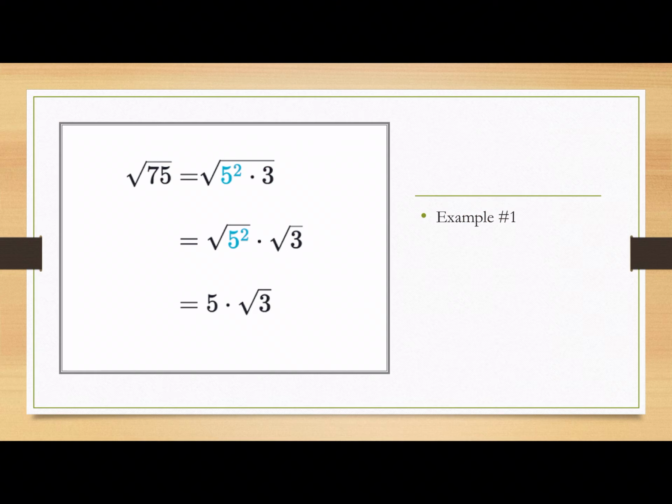For example 1, we'll take the square root of 75, and that could be broken into 25 times 3, but since 25 is a perfect square, it would be 5 squared times 3, and then it would be the square root of 5 squared times the square root of 3, then 5 times the square root of 3.